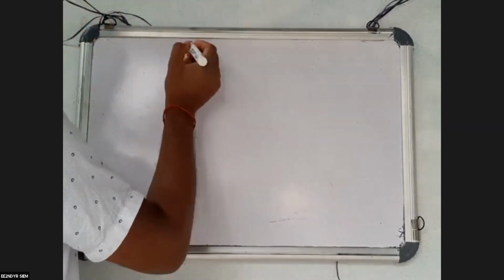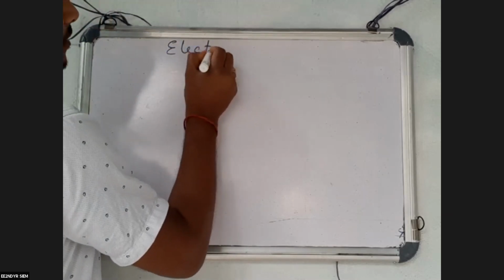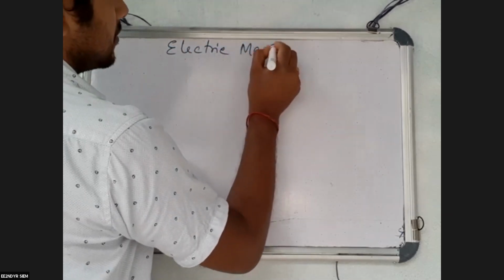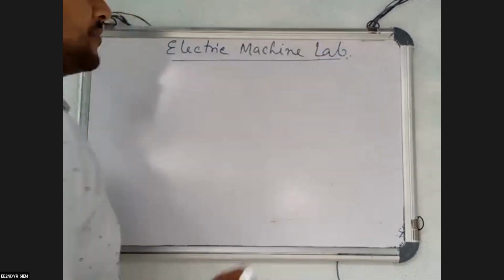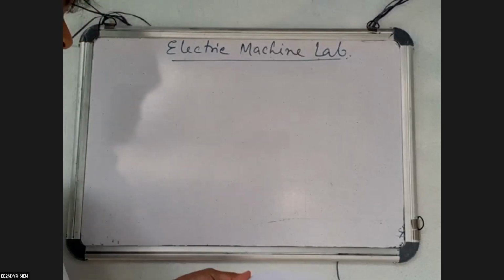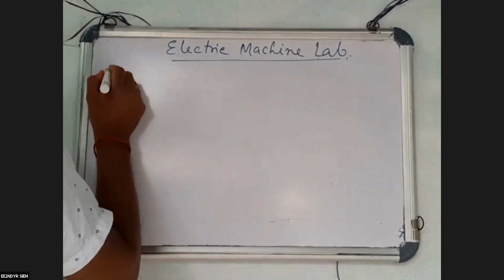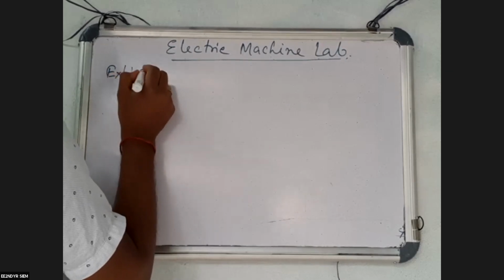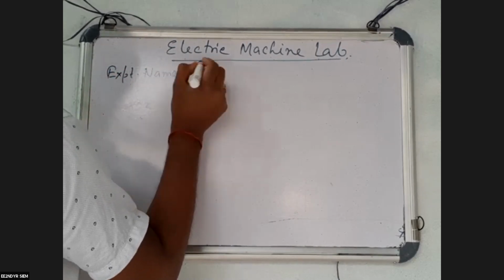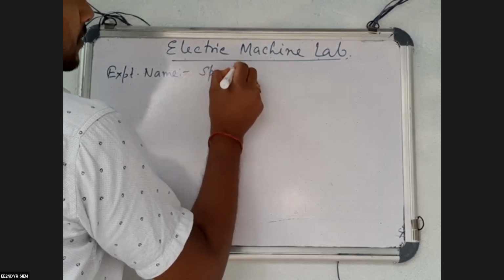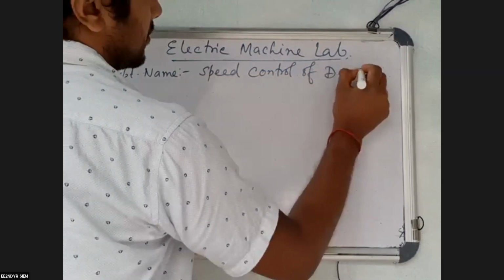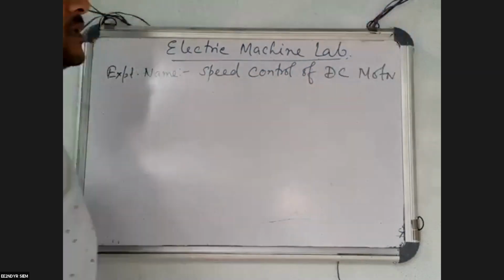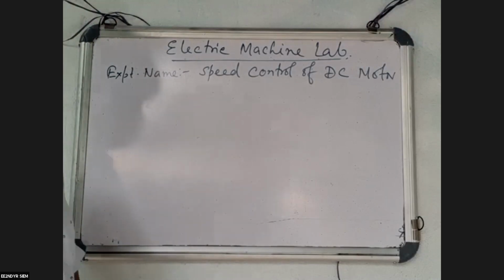So, students, today's class is the electric machine lab. Okay, electric machine lab, and the experiment name is speed control of DC motor. Okay, speed control of DC motor.